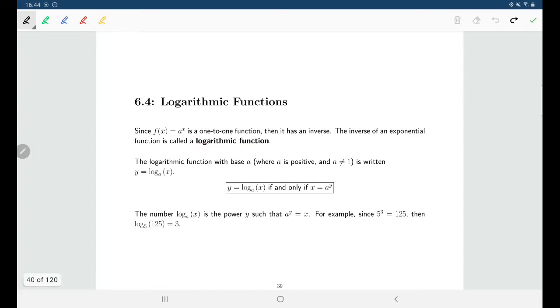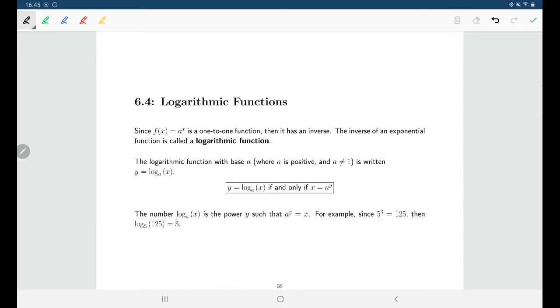The logarithmic function with base a, we write as log with a little subscript of a. So here, log a, that's the name of our function. And the logarithmic function with base a switches, again, the x and the y values. For example, if you know that a to some power y gives you x, then that means the logarithm of x should give you that y.